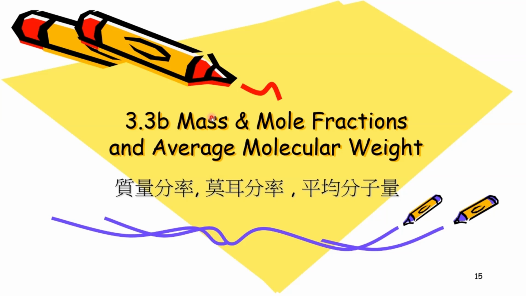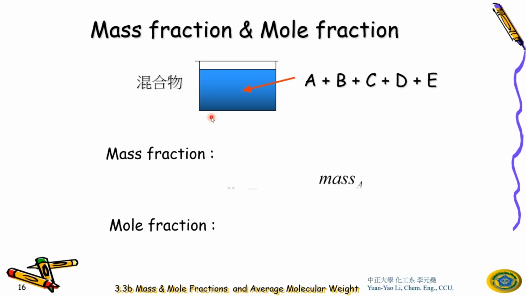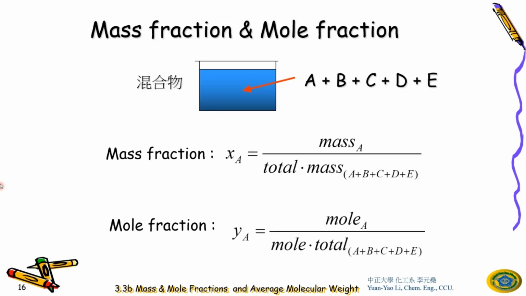Okay, section 3.3b is mass and molar fractions, and average molecular weight. This is easy, I think it's very easy, right? Once you have found the fraction, what does this information tell you? It is a dimensionless quantity, because it's mass divided by mass, so you don't have a unit or dimension. This is what we call a dimensionless quantity.